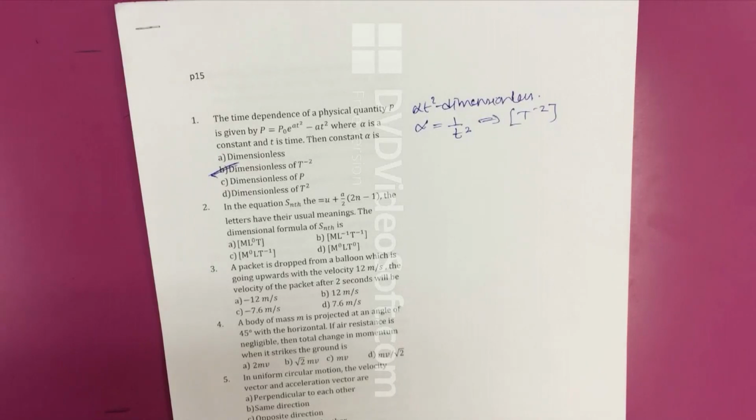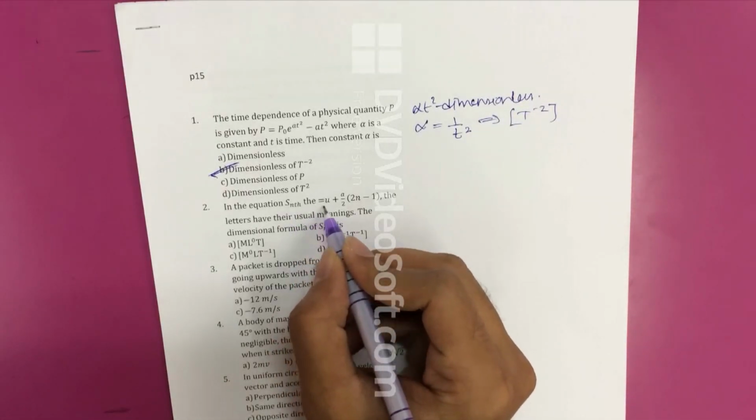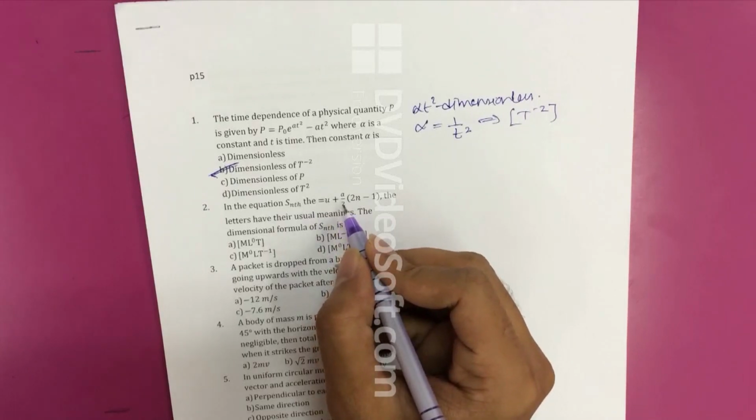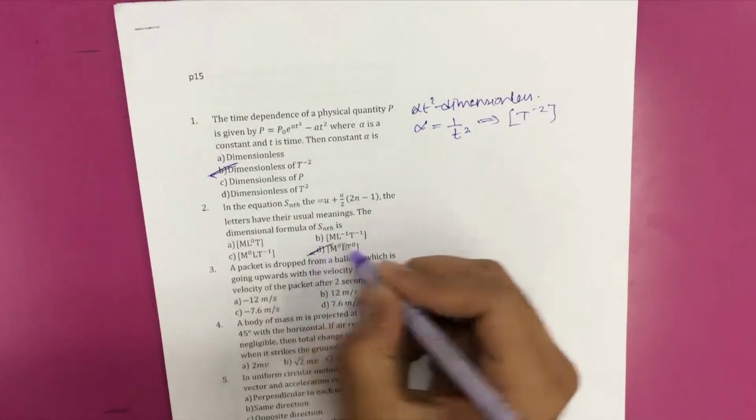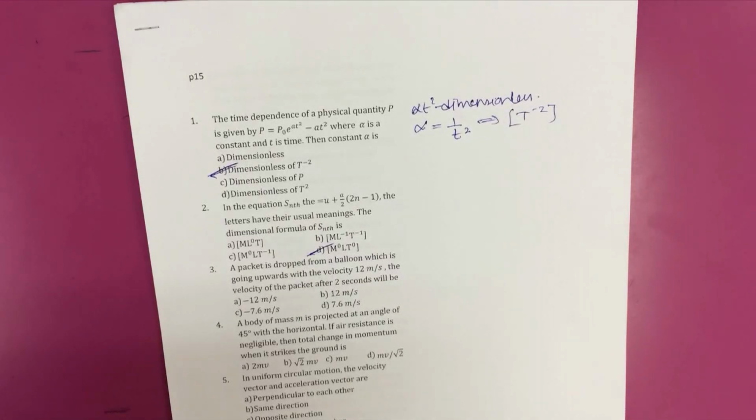Question 2. In the equation Sn, the Snth equals u plus a by 2 into 2n minus 1. The letters have their usual meanings. The dimensional formula of Sn is, so S is nothing but the distance. That is, S represents in this case the distance covered in the nth second. So since S represents the distance covered in the nth second, the dimensions of that will be the dimensions of distance. That is M0 L T0. That is option D would be your correct answer.